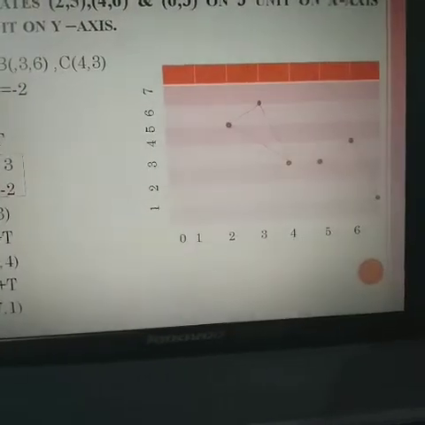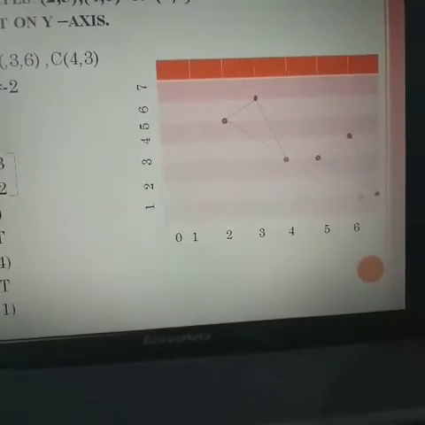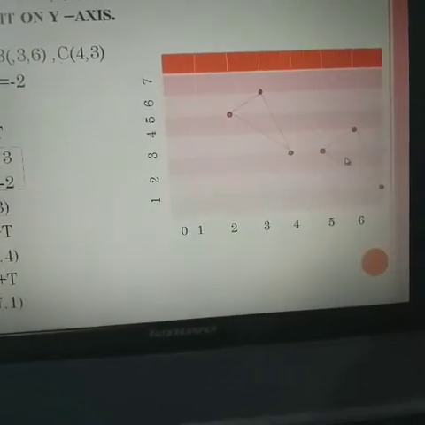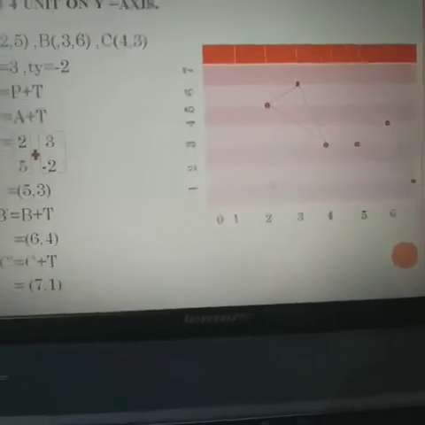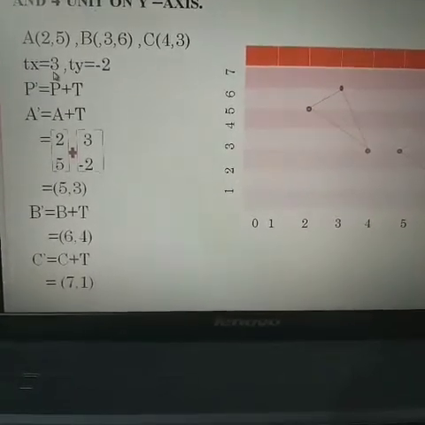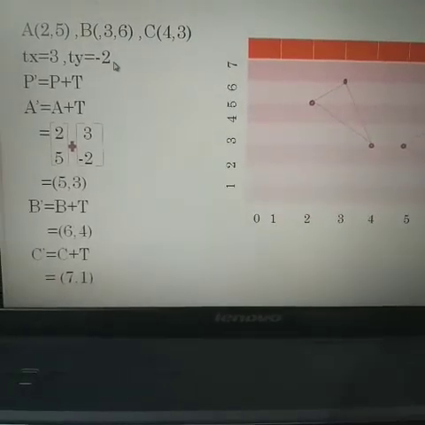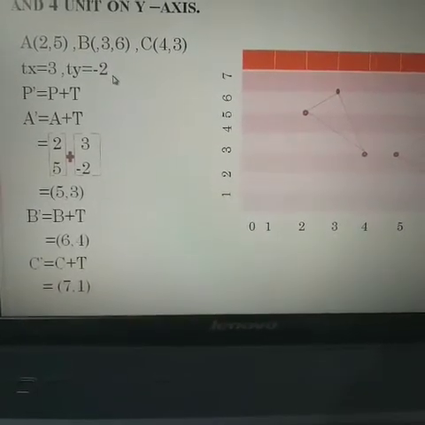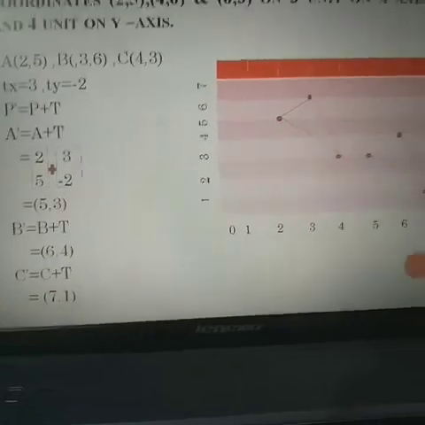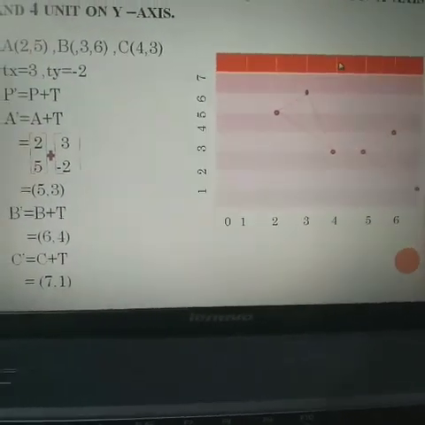So we have three coordinates, and we have to draw that triangle at this place. The new triangle is to be drawn after calculating all the points by knowing the translation vector on the x-axis, that is 3, and the translation vector on the y-axis, that is -2. In this way we easily calculate the points, and we can translate any shape from one position to another position.